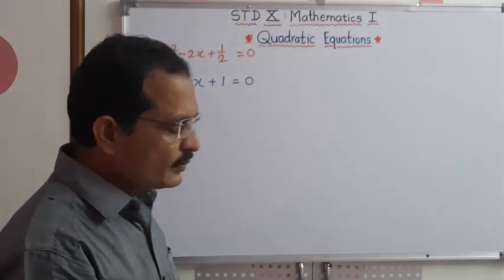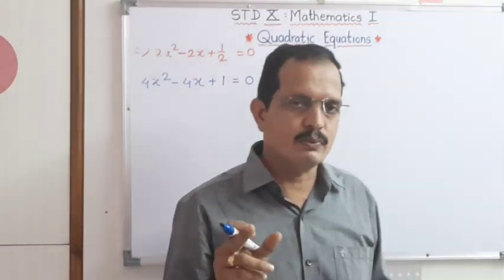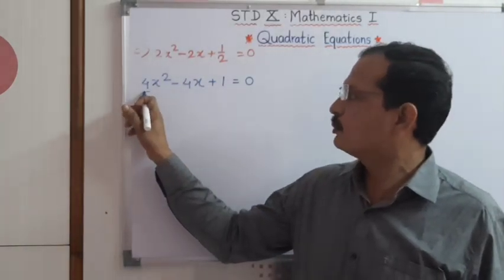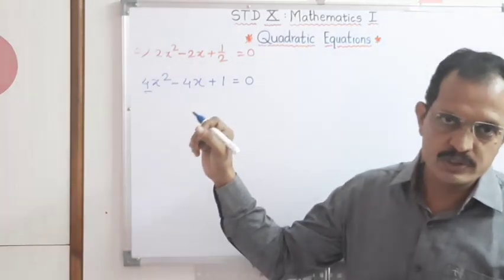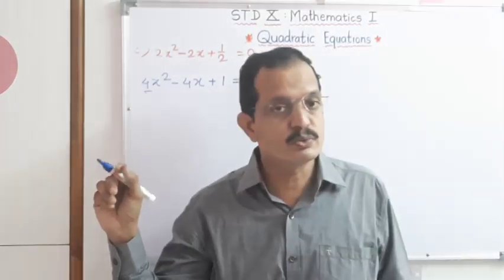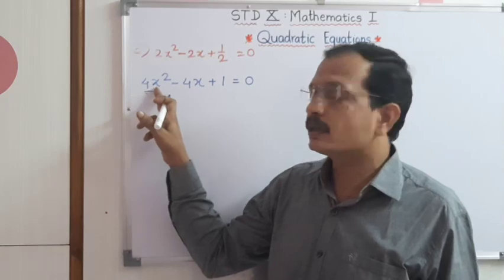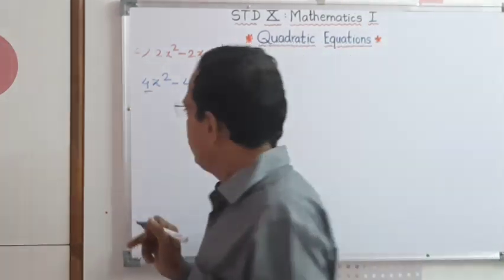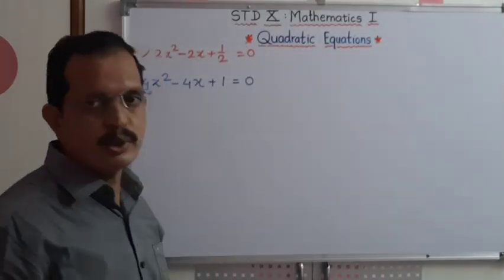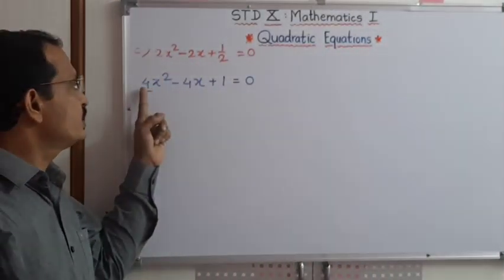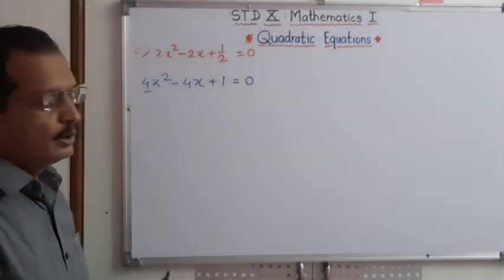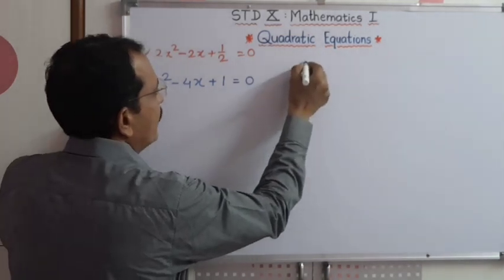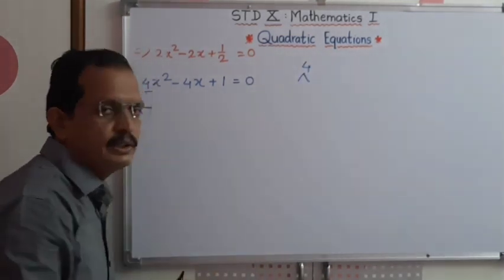Now see, in the previous two sums, the first and the second, the coefficient of the quadratic term was 1. But here it is other than 1. This is the difference. Here, to factorize this, what do we have to do? We have to multiply this 4 with the constant term, this 1. It is 4. And then we have to factorize this 4.